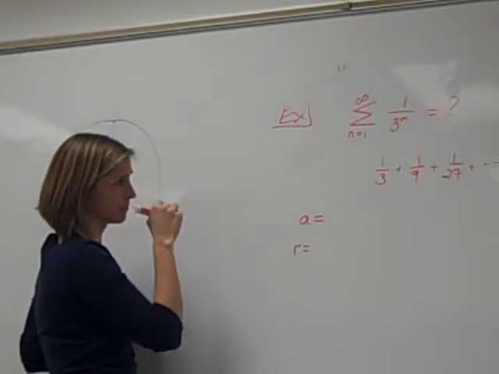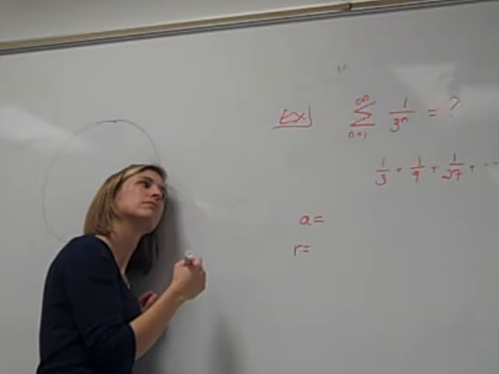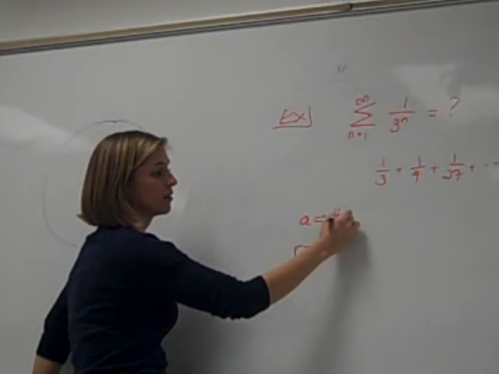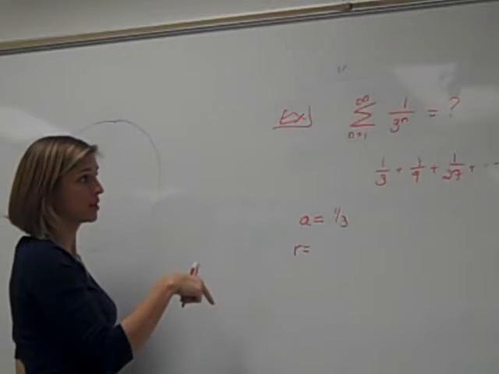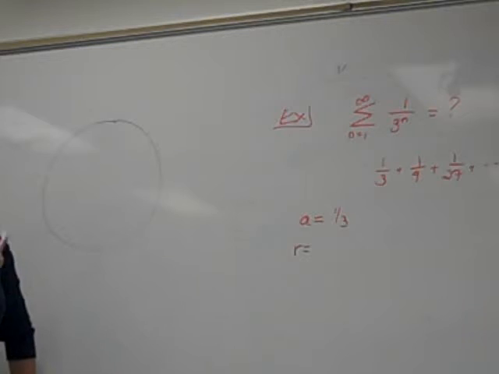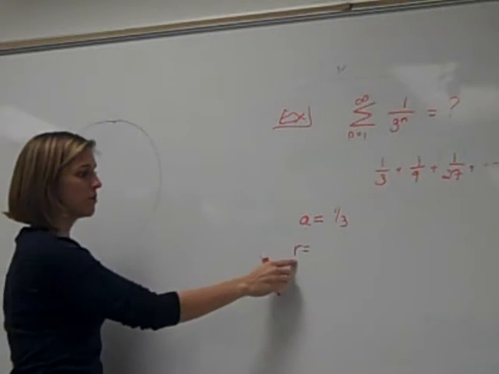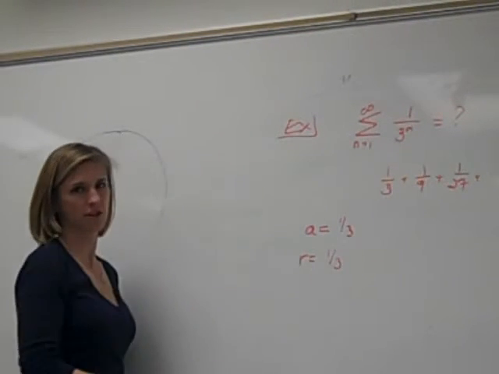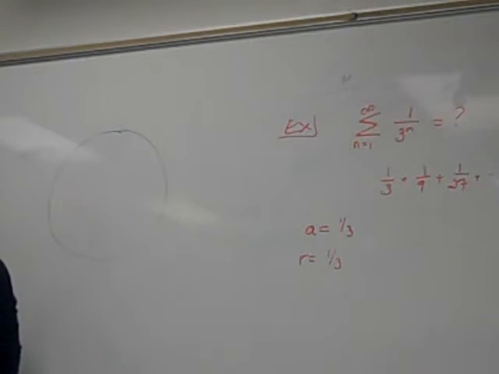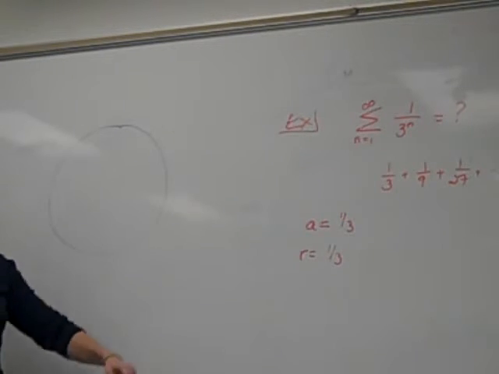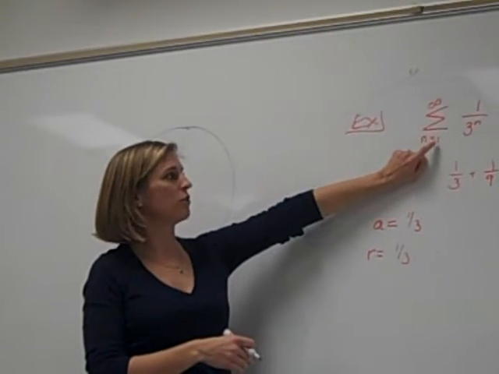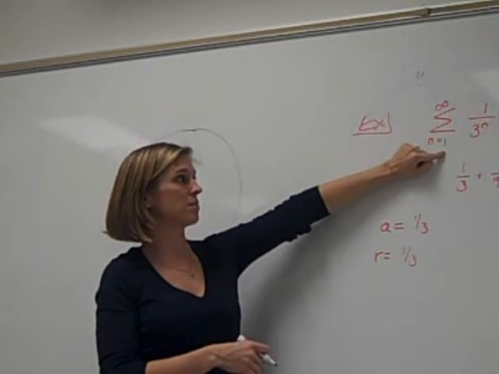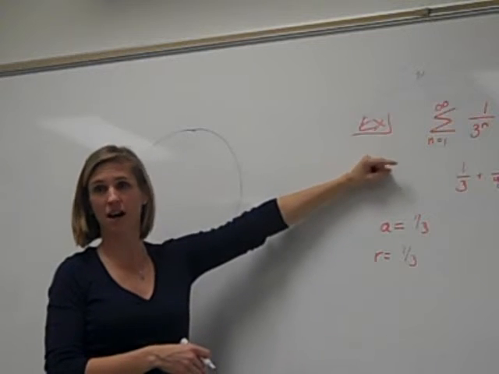1/3. It's 1/3. Isn't the multiplier one? No. Wait a second. A is going to be the first term, so it's 1/3. The multiplier is what I multiply by to get from 1/3 to 1/9. It's also a third. And it always starts with whatever's under here. So if it was n equals 0 to infinity, it would be different. My first term would be different, but it's not, it's 1.